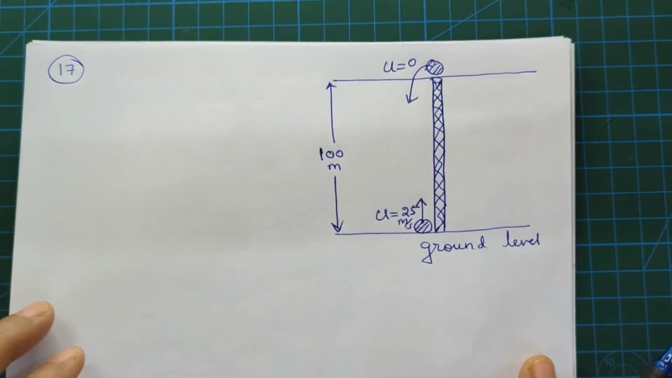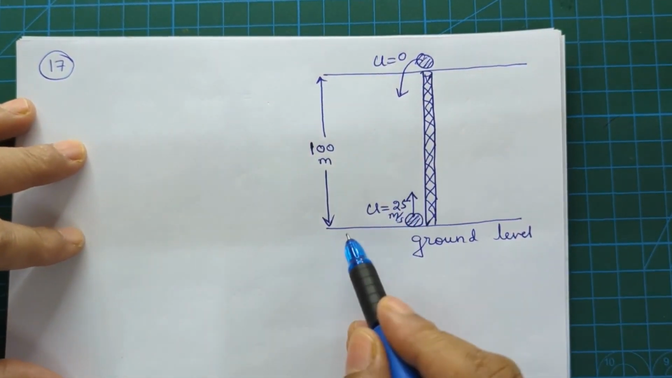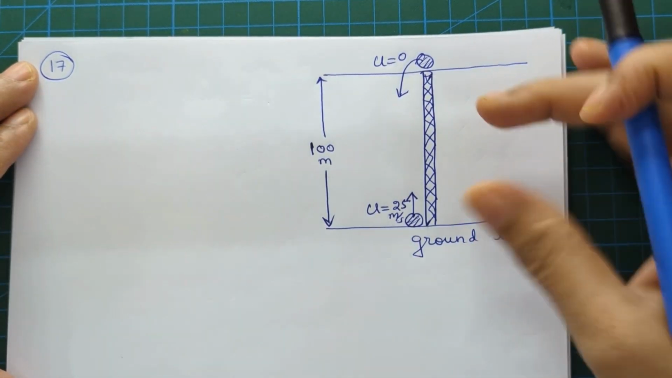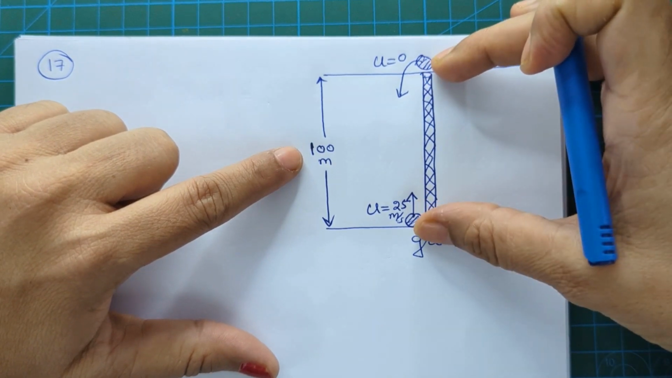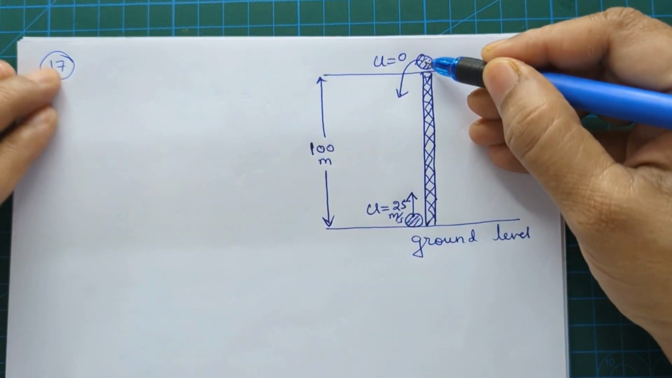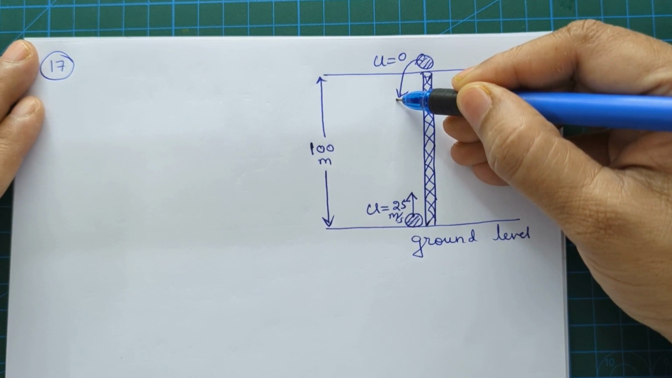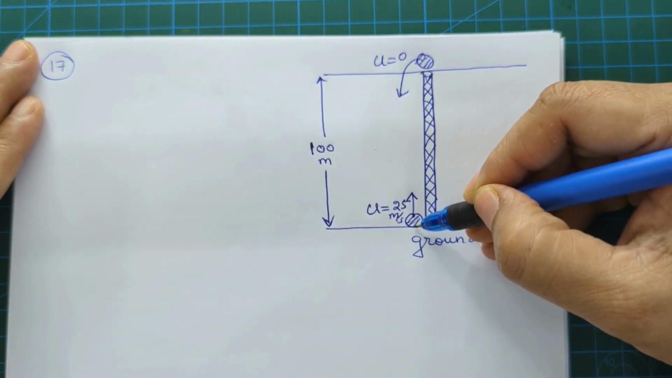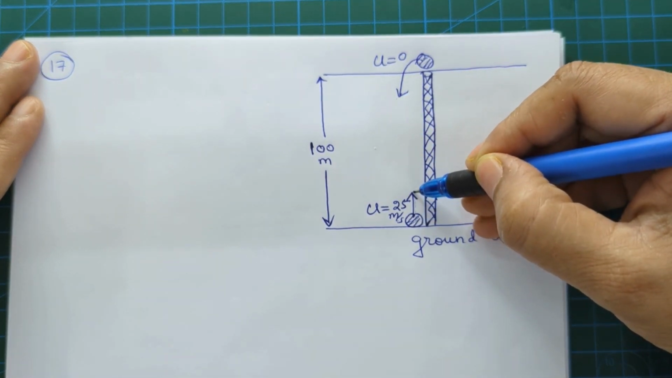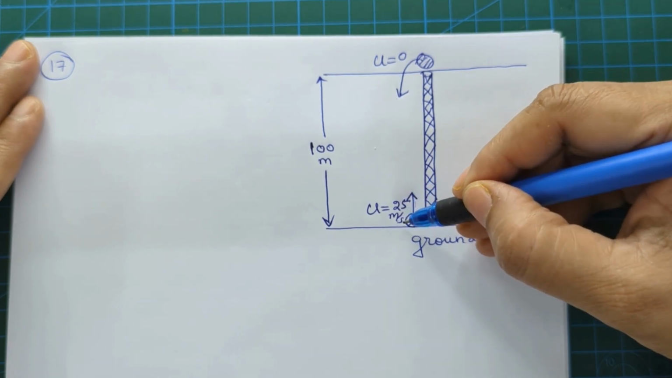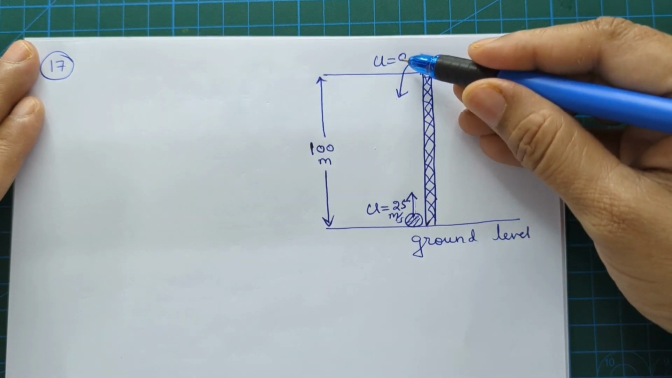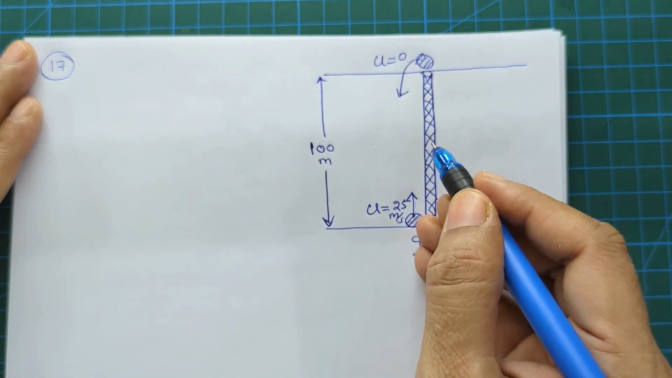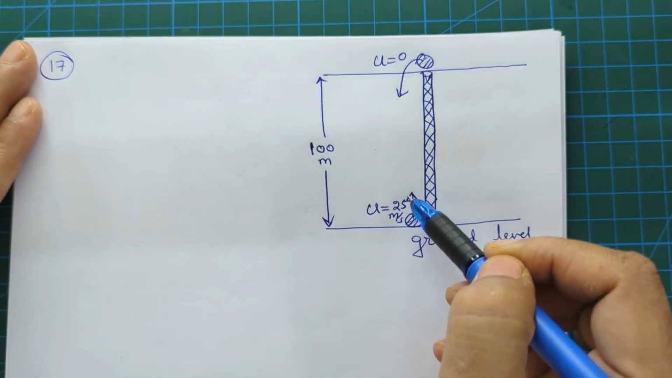So here this is what happens. This is the ground level, and there is a tower whose height is 100 meters. What happens in this situation? A stone is dropped from the top of the tower. At the same time another stone is vertically projected upwards. When it is projected vertically upwards, it is projected with a speed of 25 meter per second, and when the other is dropped, it was dropped with a velocity of 0. So we have to tell when and where these stones meet.